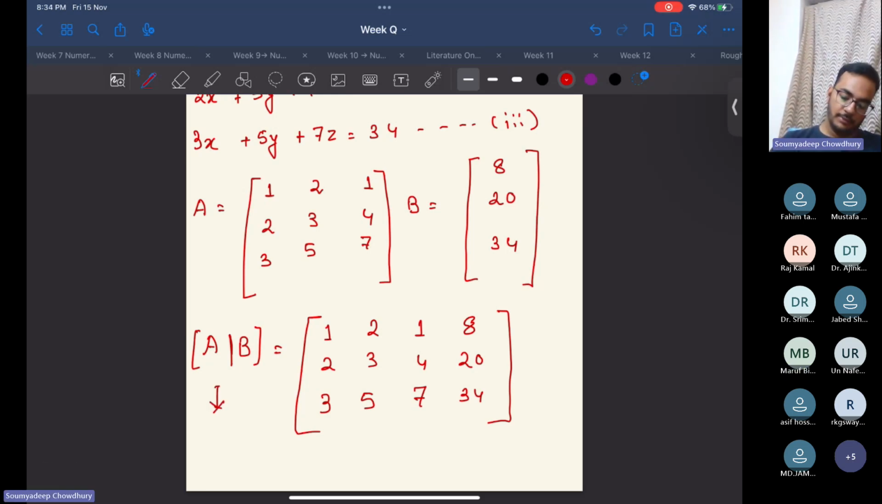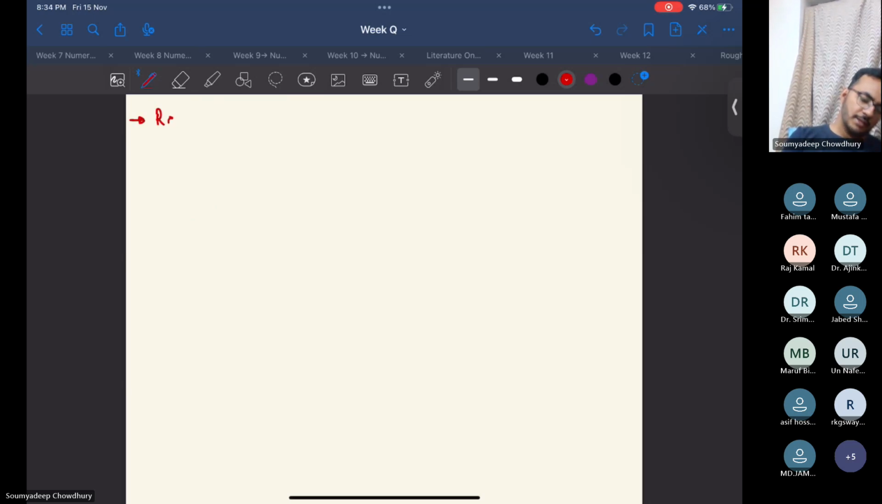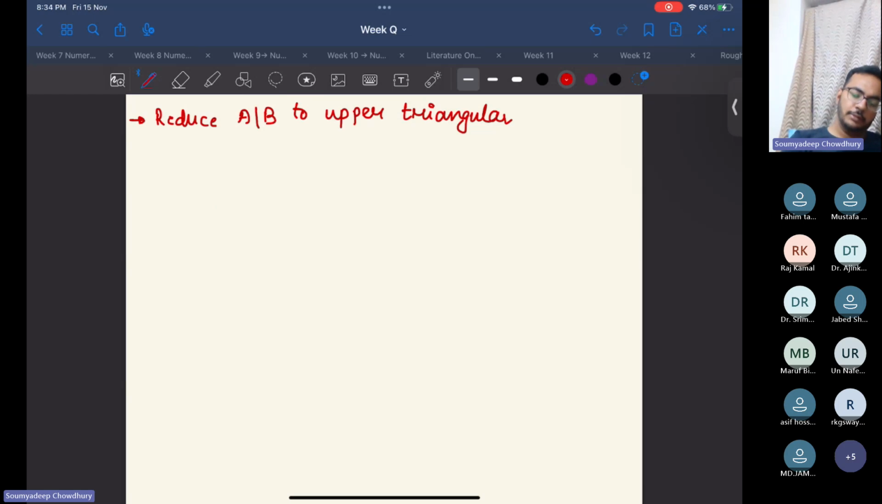No, sir. This is my augmented matrix. Okay. So now your duty here will be to reduce this augmented matrix to an upper triangular matrix. Do you have any idea of what is an upper triangular matrix and what is a lower triangular matrix?